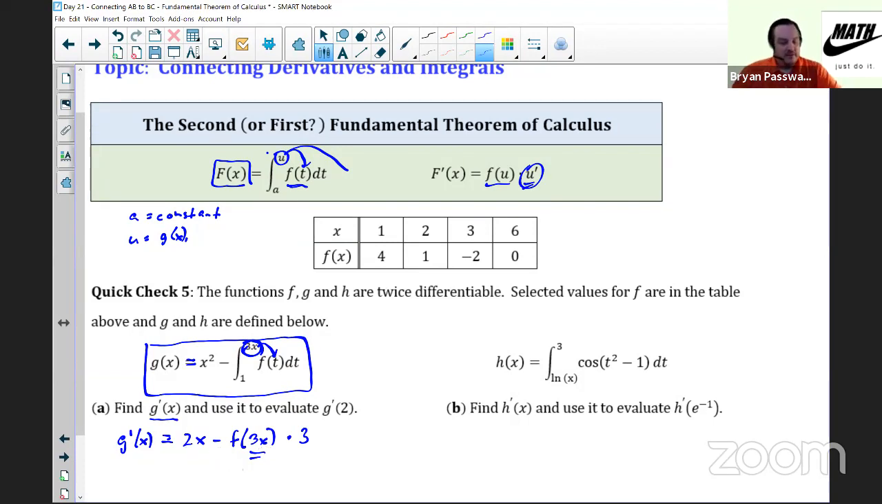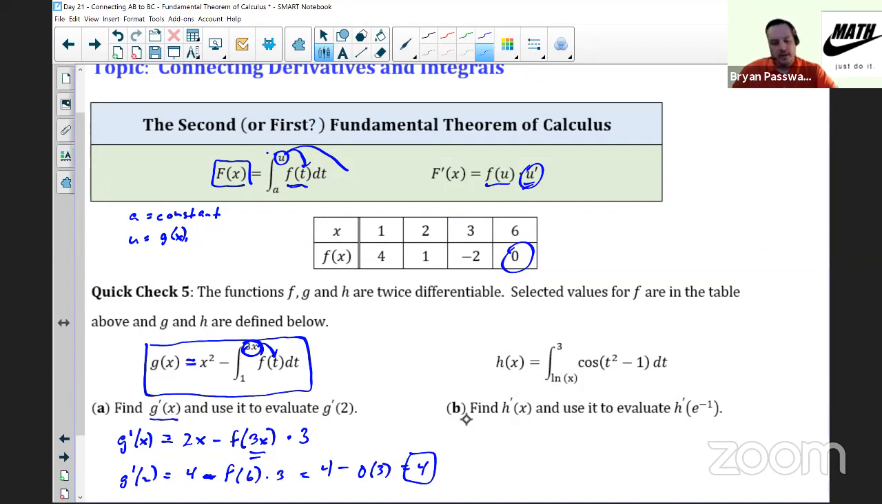And so now that we have this, we can figure out what g prime of 2 is. And g prime of 2 just means plug in 2 for all of our values. So 2 times 2 is going to be 4, minus f. If I plug in 2 here, it becomes f of 6, times 3. And all of a sudden, this table of values up here starts to make more sense, because if I want to find f of 6, I can look right at the table. That's a minus sign, not a subtraction sign. f of 6 is going to be 0. That worked out nice, didn't it? 4 minus 0 times 3 is just going to be 4. So we get 4 for that one.